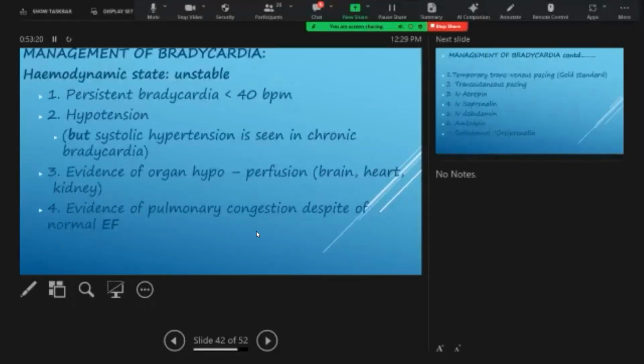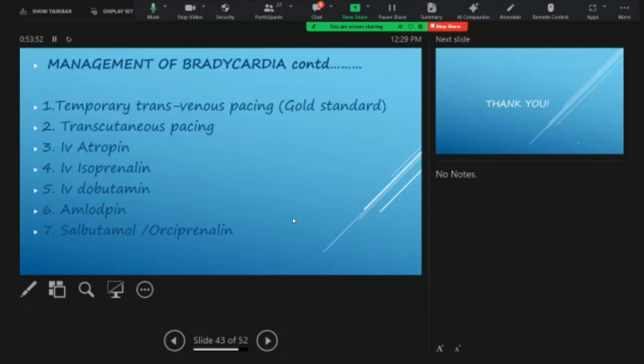In chronic bradycardia, patient can have high systolic blood pressure. It does not mean patient is stable, but those patients may have evidence of other organ hypoperfusion like brain hypoperfusion, like drowsiness, angina, or reduced urine output. Then evidence of pulmonary congestion, and the patients can have normal ejection fraction, but because of bradycardia, they end up in pulmonary congestion. So if at least one of these features is there, patient is hemodynamically unstable.